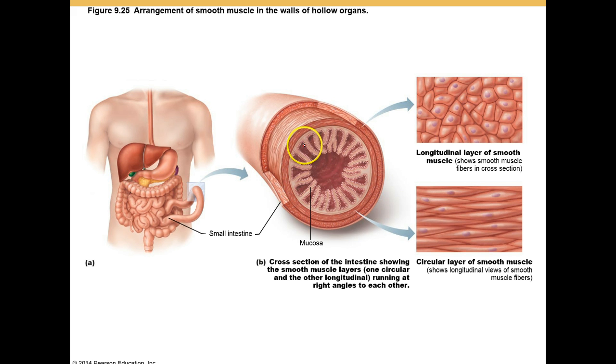So here's a good example of the smooth muscle in the walls of these hollow organs. So here you can see the hollow organ. This is a section of the digestive tract. The interior is made up of circular muscle, and so it's running around the area of the digestive tract. Longitudinal muscle runs along the digestive tract, so it's running in this direction.